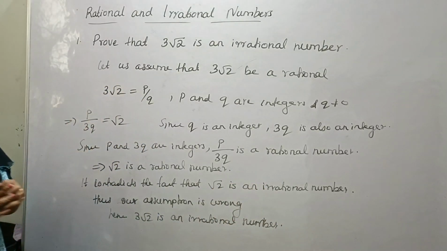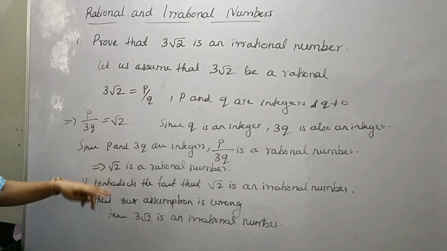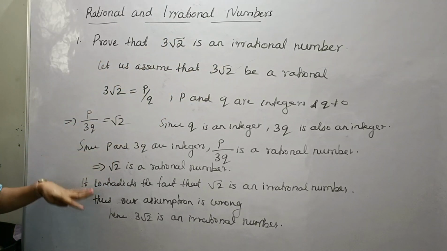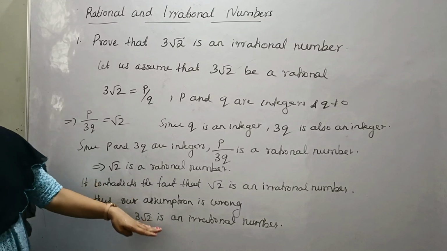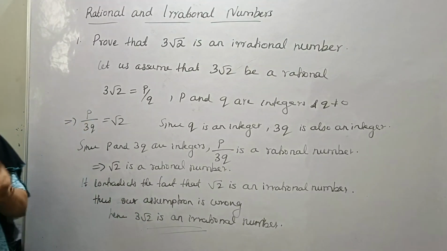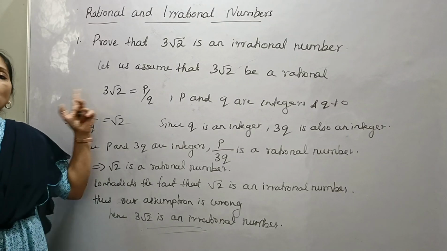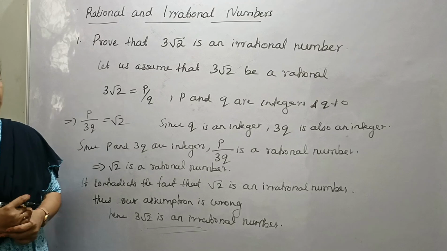What was our assumption? 3 into root 2 be a rational number. So here our assumption is wrong. Therefore, 3 into root 2 is an irrational number. So note it down: to prove the irrationality of numbers, we use the method of contradiction. Same method we have to apply.